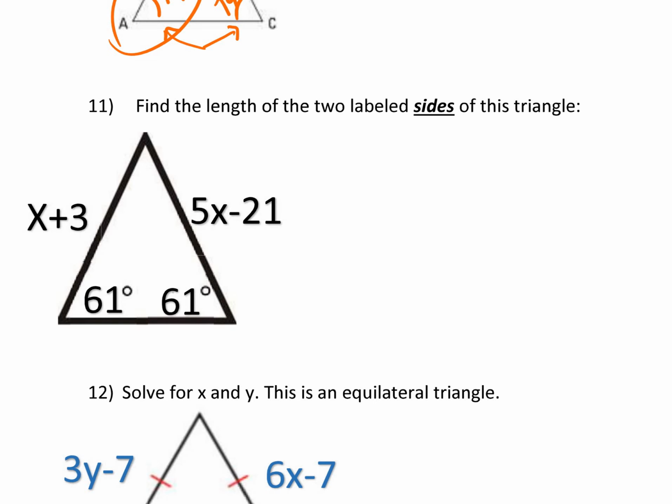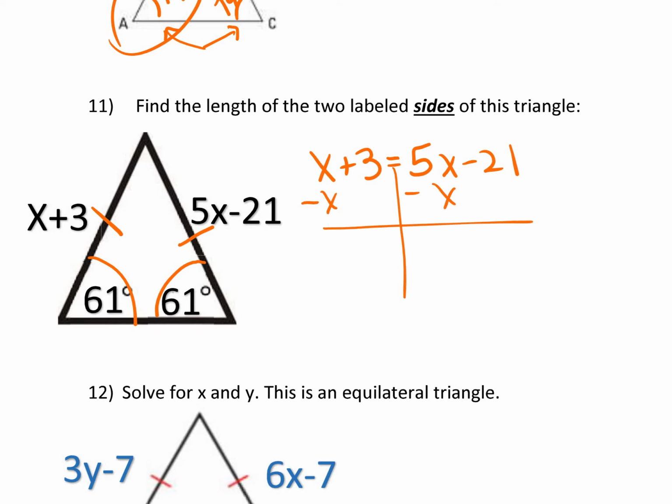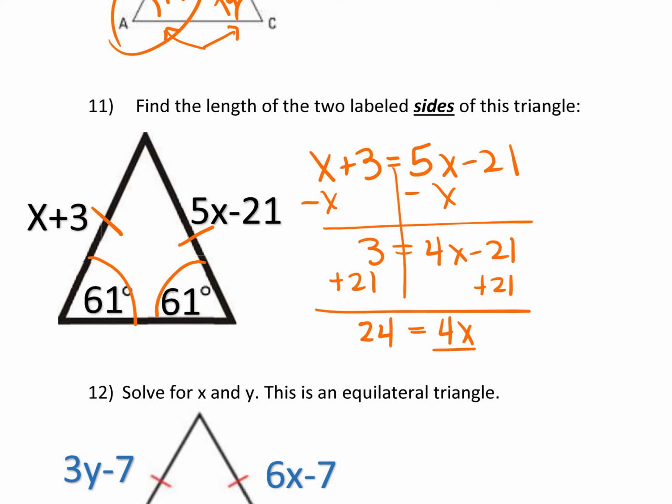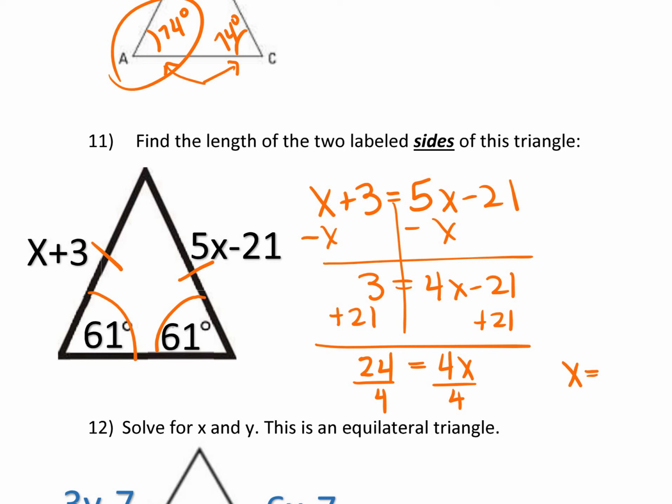All right, what's important here, these base angles are congruent because they're both 61 degrees. That means the sides are congruent. That means we can say that x plus 3 equals 5x minus 21. And then solve for x. So I would choose to subtract x from both sides. 3 equals 4x minus 21. Add 21 to both sides. So 4x equals 24. Divide by 4. And x equals 6.